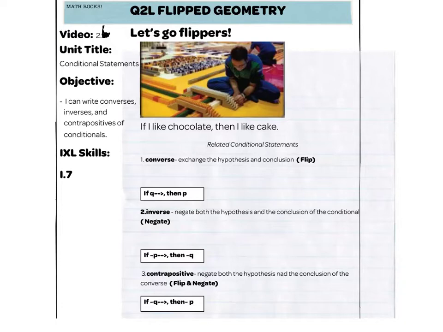Your objective today is: I can write converses, inverses, and contrapositives of conditionals. And the IXL skill you want to focus on is I-7. All right, so let's go, flippers.